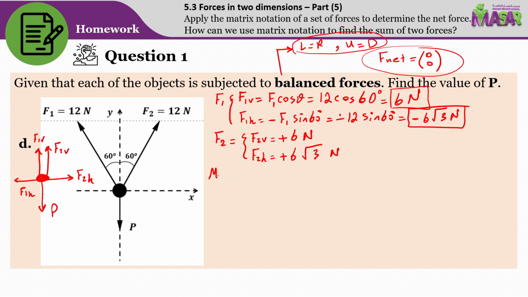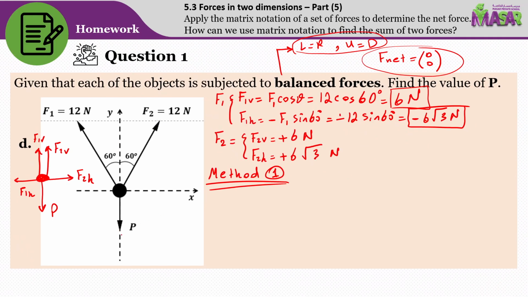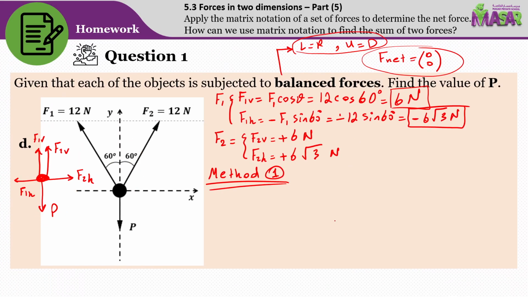Now let's start with Method 1. Remember that our target is to find P. Now P is along the vertical. So in order to find P, I need to evaluate the vertical components together. And we know that we have balanced forces along the vertical because the whole system is under balanced forces. So we must have up equal down.